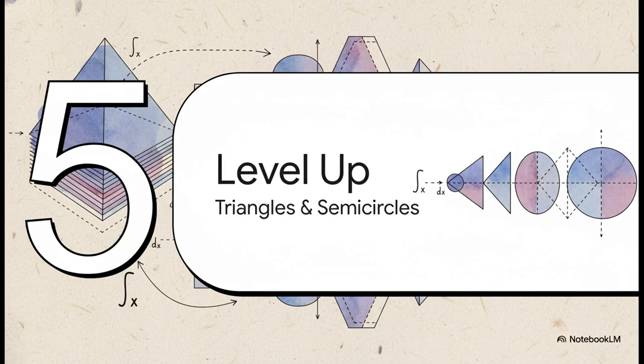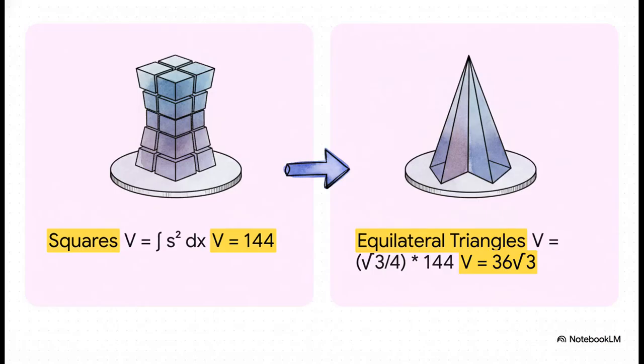Now, here's where this whole method gets really efficient and kind of cool. Since we've already done the hard work of setting up the integral for the side length squared, we can now solve for other shapes with a really clever shortcut. So, let's pretend the cross-sections were equilateral triangles instead of squares. The base is the same, the side length s is exactly the same. The only thing that changes is the constant in the area formula, that square root of 3 over 4. So we just take our previous answer of 144 and multiply it by that constant. That's it. We get 36 times the square root of 3. No need to redo the whole integral.